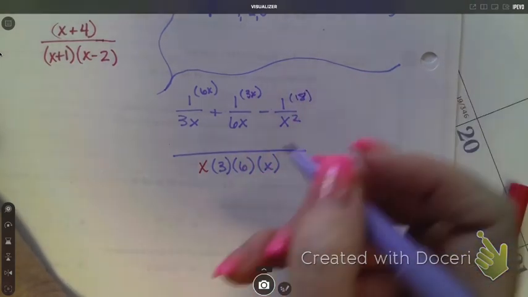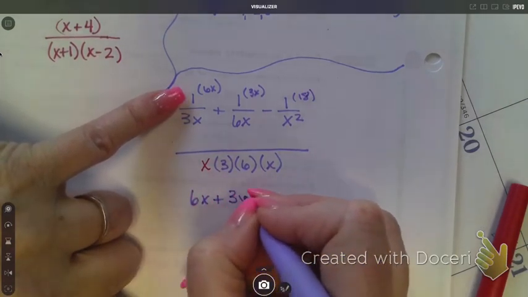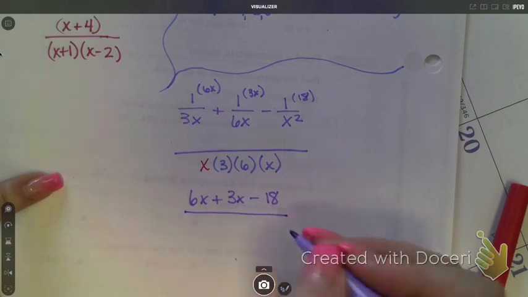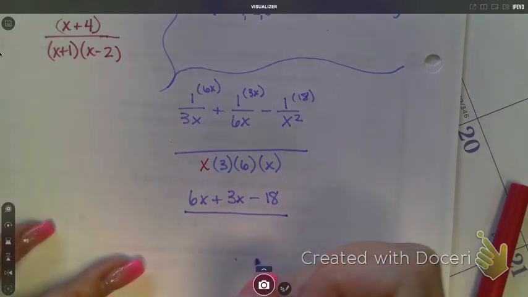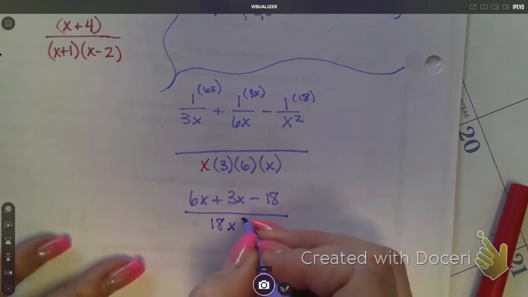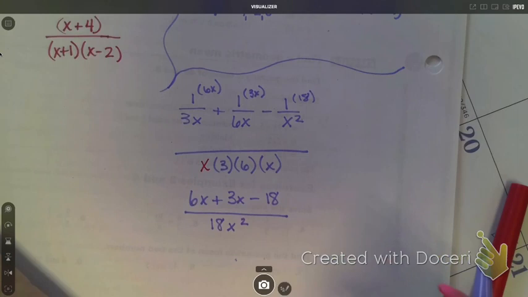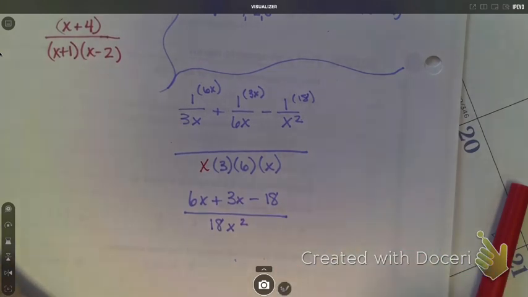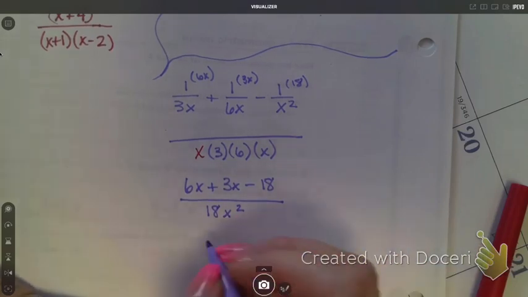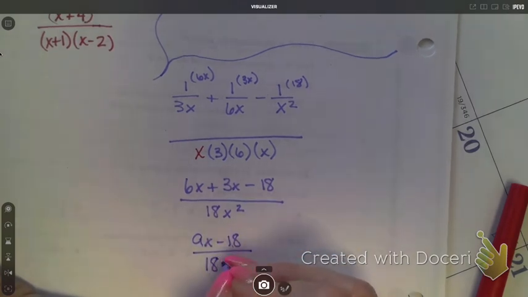My bad. So we're going to have 6x plus 3x minus. How did it turn into a minus? Did it turn into a minus really? No. It was already there. I am going to multiply this one out. I am going to put 18x squared because I can't handle x times 3 times 6 times x. Can we do that? Well, because it's not quantities. It's all multiplication. Okay, so what do I get? Now what do I do? 9x minus 18 over 18x squared.